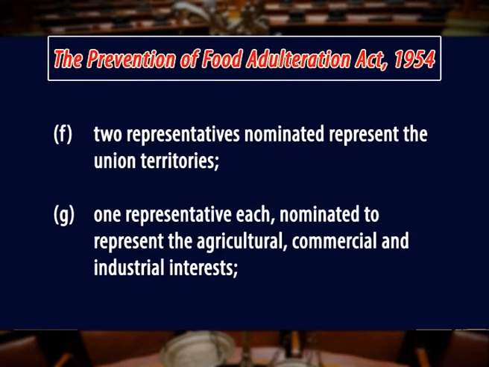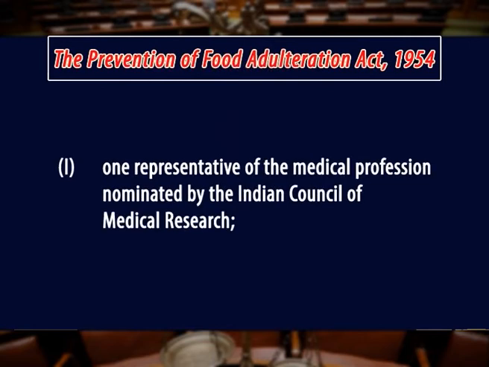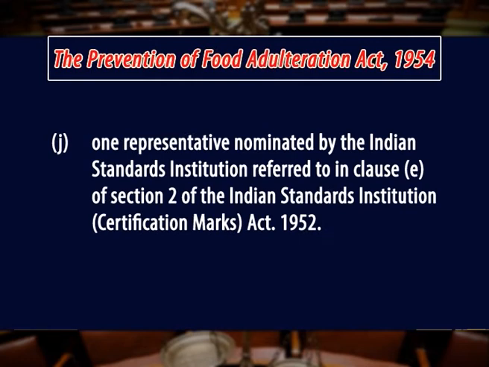F. 2 representatives nominated representing the union territories. G. 1 representative each nominated to represent the agricultural, commercial and industrial interests. H. 5 representatives nominated to represent the consumers' interests, one of whom to be from the hotel industry. All the above nominations are to be made by the central government. I. 1 representative of the medical profession nominated by the Indian Council of Medical Research. J. 1 representative nominated by the Indian Standards Institution referred to in clause E of section 2 of the Indian Standards Institution Certification Marks Act 1952.